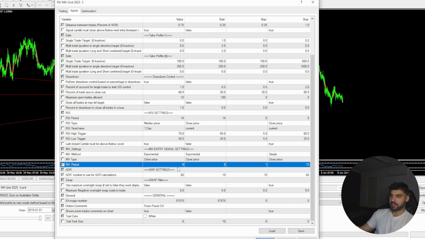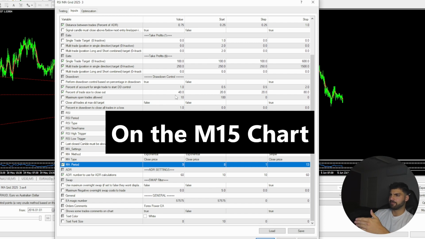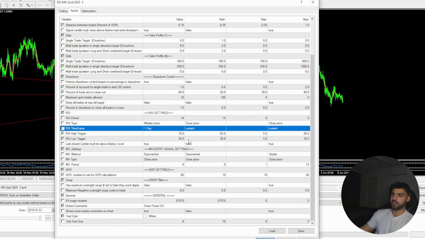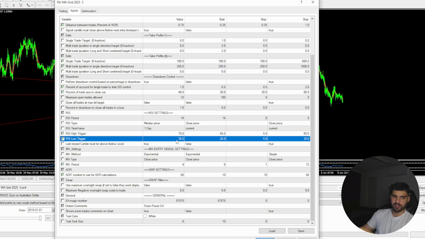Our entries will be the moving average cross on whatever chart we have it running. For this test, we'll be using the 9 moving average. We're also going to be using the 14 RSI on the daily chart with 70 and 30 extensions. If we're above 70, we're overbought. We're expecting that pullback down. So we're overbought, plus on the lower time frame, we have a moving average cross down. We're going to enter our sells.